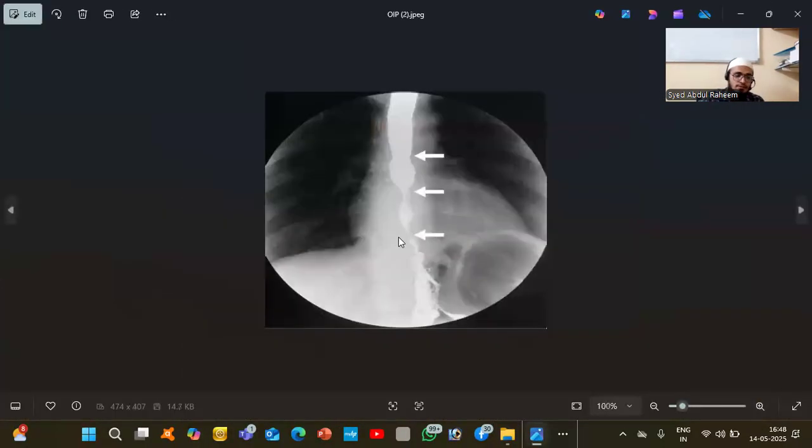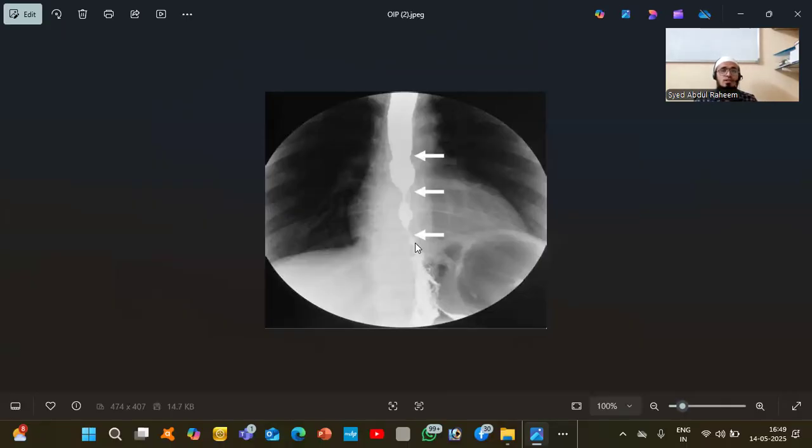Next, you can see that this is very important. This is called DES, diffuse esophageal spasm, meaning the muscles contract. The whole muscle of the esophagus is made up of smooth muscle. Due to pathological issues, the muscles go into spasm mode, so we call it diffuse esophageal spasm. It is also one of the pathological conditions of the esophagus.